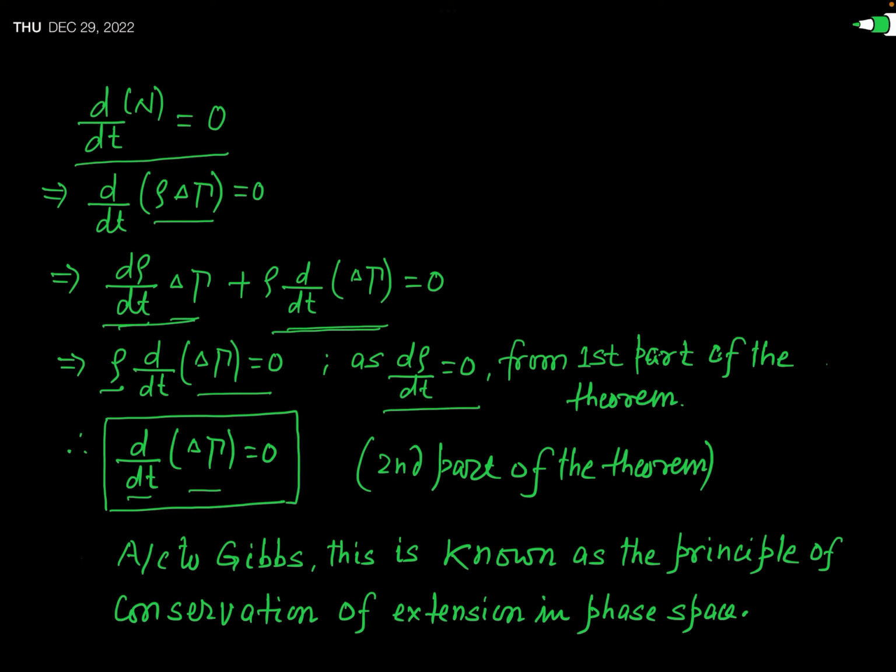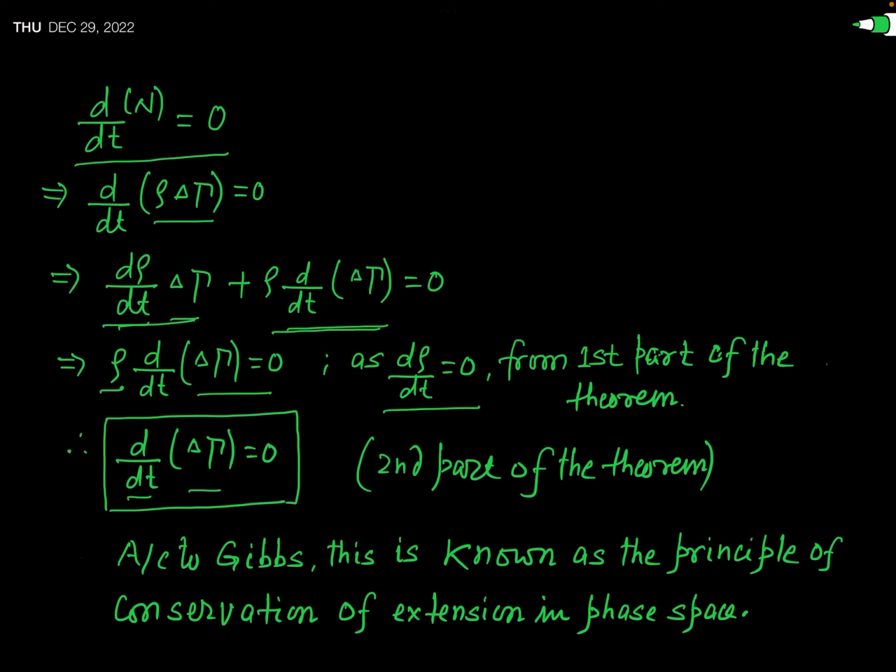What this result implies is that delta gamma does not change. It means the hypervolume of the phase space remains constant, although during the motion of phase points the shape of the boundary may change. The region may contract in some places, but in equal amount it will expand in another region, and that's why the total hypervolume will remain constant. This is the physical significance of Liouville's theorem.